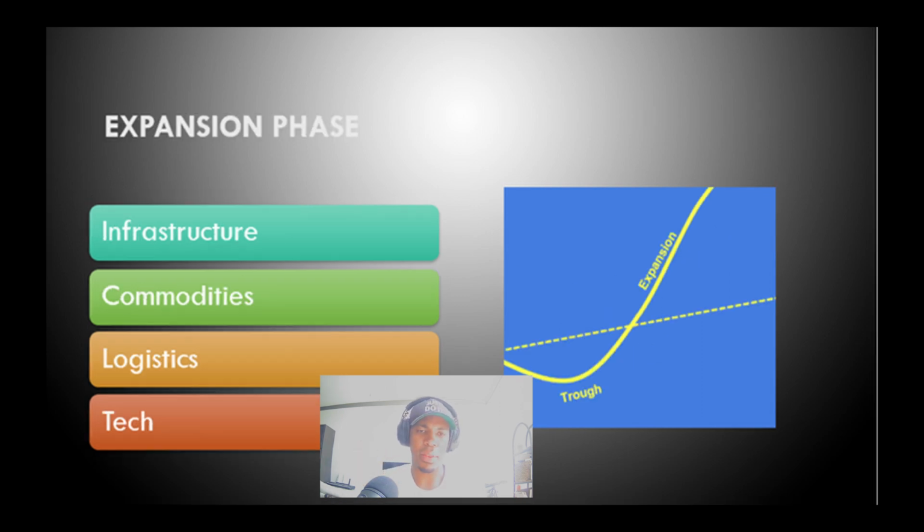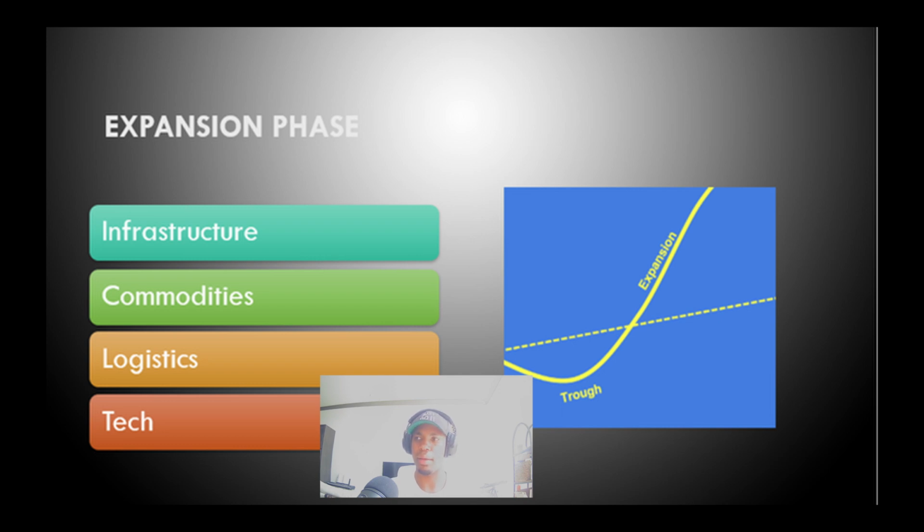So then you have the expansion phase. Basically, corporate profits are reaching all-time highs as the economy begins to expand as a result of rising demand and low interest rates. Investors will begin to focus on longer-term opportunity as consumer spending is already rising and fear from the previous recession begins to dissipate.